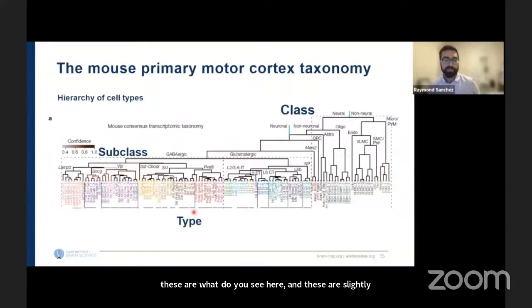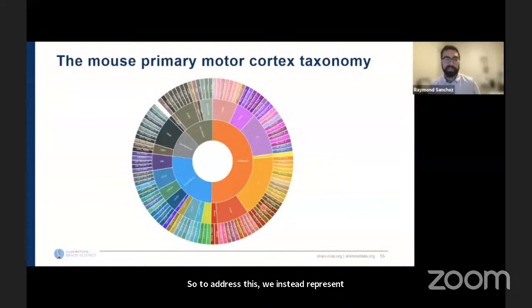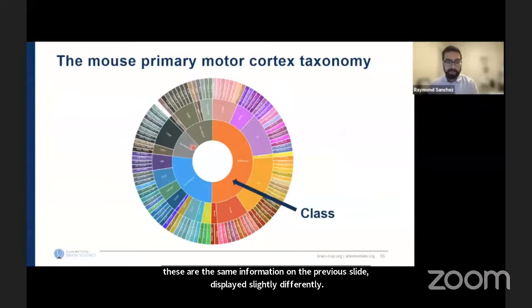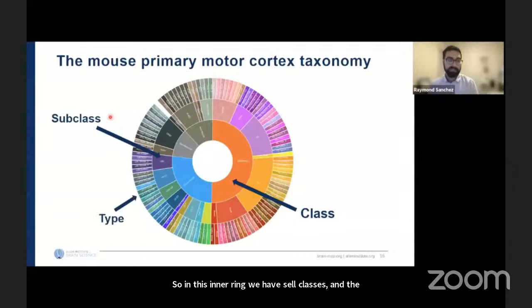So even with this information, you can imagine that if you wanted to view this on a web application, it would be hard to click and navigate through this. So to address this, we instead represent that same hierarchy as part of what we call a sunburst plot. So this is the same information on the previous slide displayed slightly differently. In this inner ring, we have cell classes. In the middle ring, cell subclasses. And then on the outer ring, we have cell types.